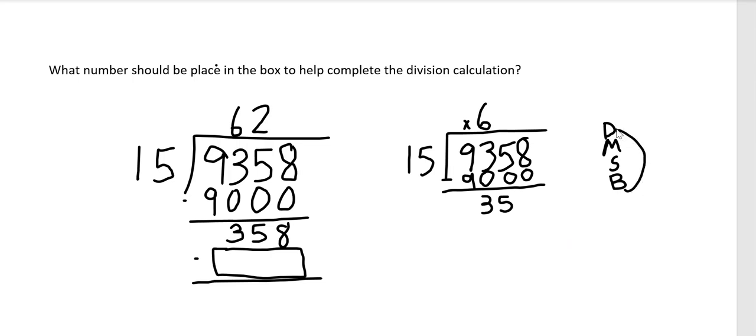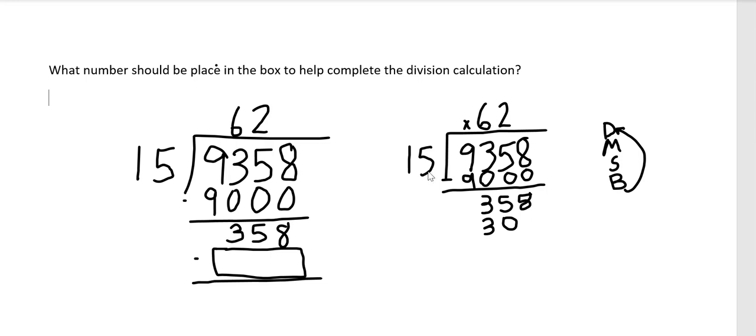Divide. 15 divides into 35 2 times. This time we're using the 5, so the 2 goes above the 5. And that 5 is in the tens place. So 15 times 2 is 30. But notice they didn't just include the 15 times 2, just like they did with the 9,000. They're multiplying by the place value as well. So when we subtracted 9,000 from 9,358, we get 358.